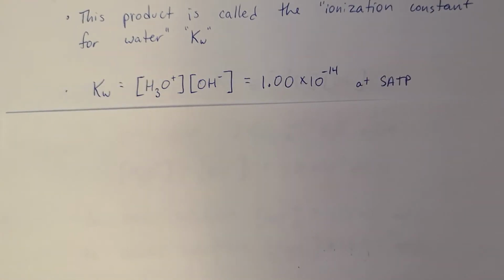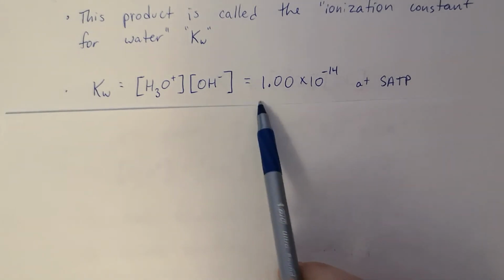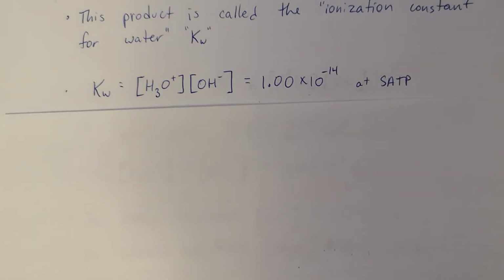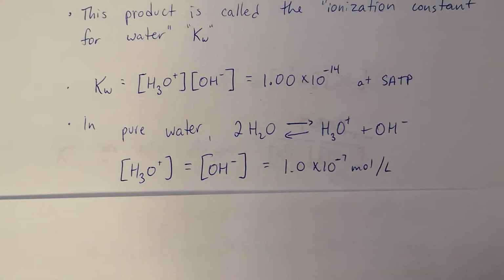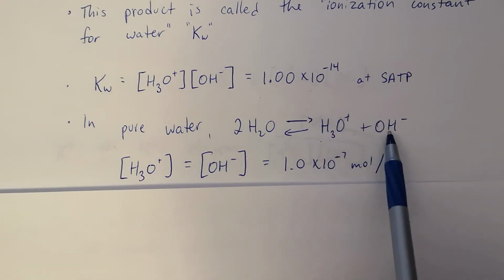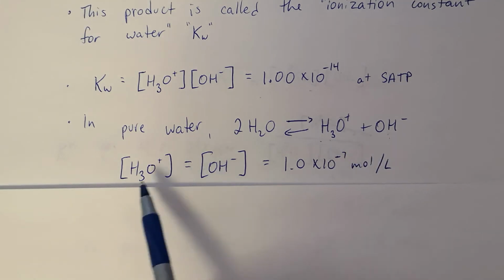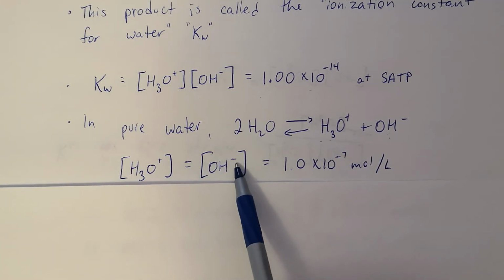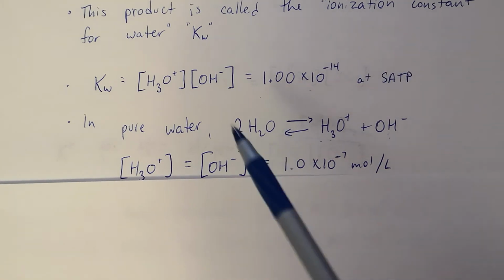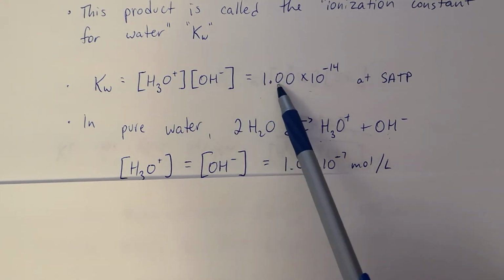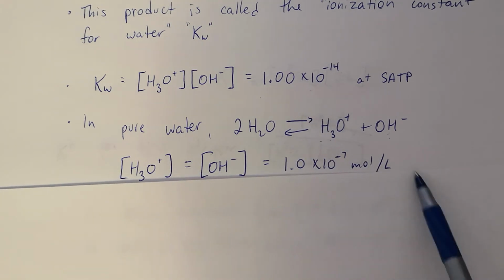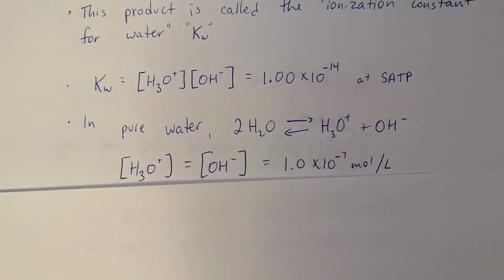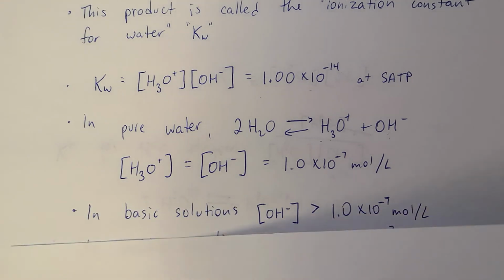Because we figured out that Kw equals this value at SATP, 1 times 10^-14. Okay? In pure water, the molar ratio is 1 to 1 for hydronium and hydroxide, which means they have to have equal concentrations. Okay? And I just took the square root of this because this times this has to equal that. If they're both equal, take the square root of that, you get this. So that's the concentration of hydroxide and hydronium in pure water, okay, which is fairly interesting.